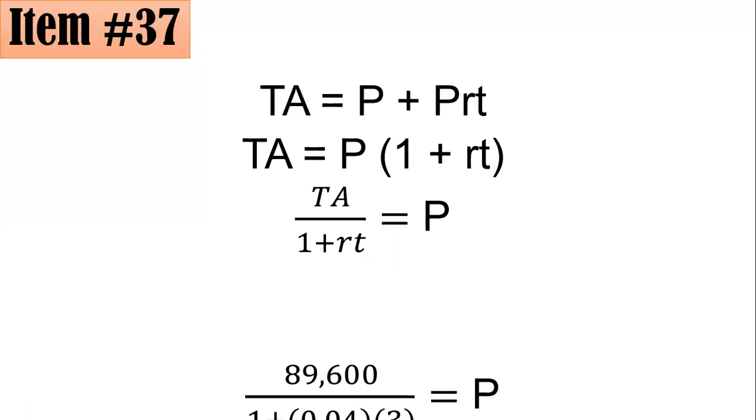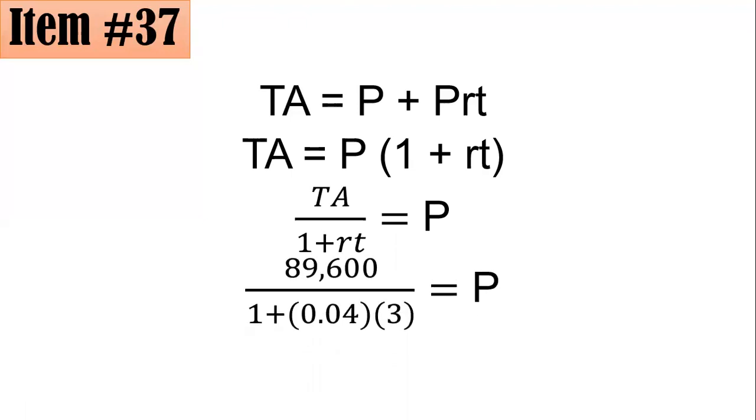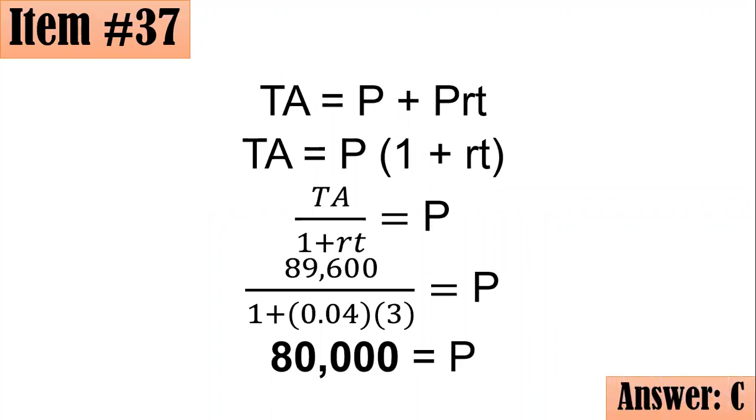By substitution, it becomes 89,600, based on the problem, all over 1 plus your interest rate, which was 4%. That's why R here was substituted by 4%, which is 0.04 in decimal form. And T, the time, is 3 years, so T was replaced by 3. And the rest was just calculator work po. And with that, you will get 80,000.